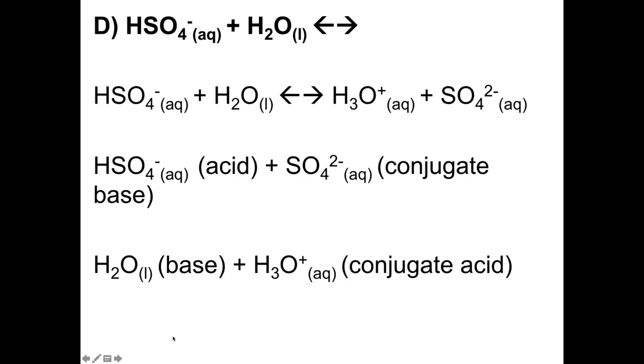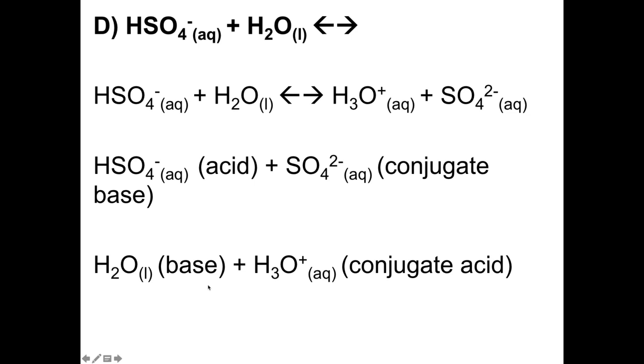For D, you actually could have gone 2 ways for this. I'm just showing one of the 2. What I did is I chose to get rid of the H on the HSO4, but I know some students have gone the other way. Again, either would be acceptable. So HSO4 minus and water: this hydrogen is going to go to the water to be H3O plus, and then SO4 2 minus will be by itself. So this is the acid and the conjugate base. This is the base and the conjugate acid.